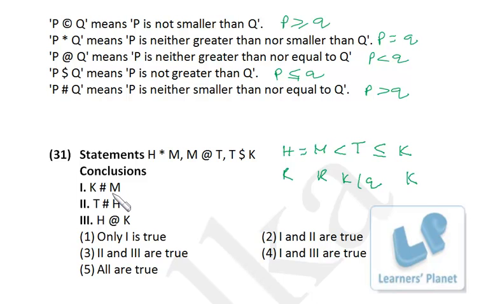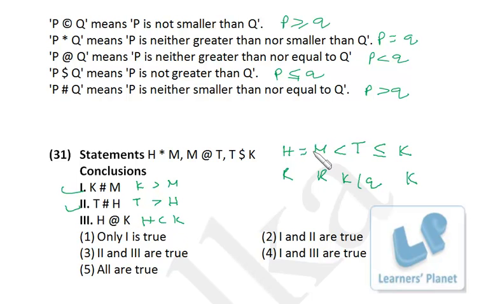K and M, so K is greater than M. T and H, T is greater than H over here, and H is less than K. So K and M, definitely we can say K is greater than M. K is king, M is rook. So this can be concluded. T and H. T may be king, may be queen, but H is rook. So we can say that even.